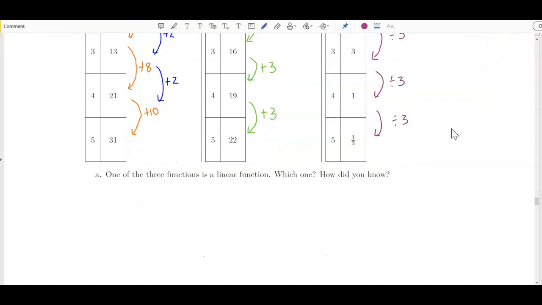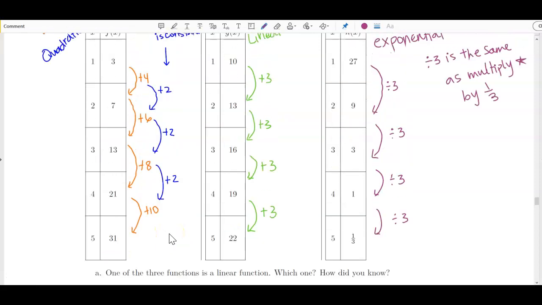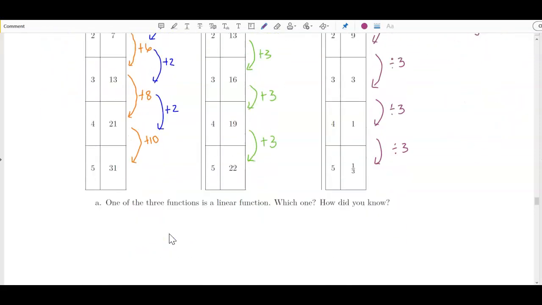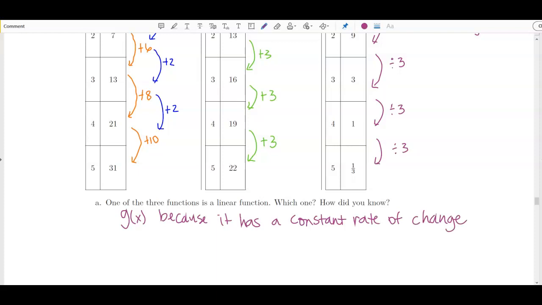Okay, and so on part A, we kind of already talked about this, but which one of the three functions is a linear function, and how do we know? Well, it's that middle one, g of x. It has a constant rate of change, meaning that you're adding or subtracting each time.